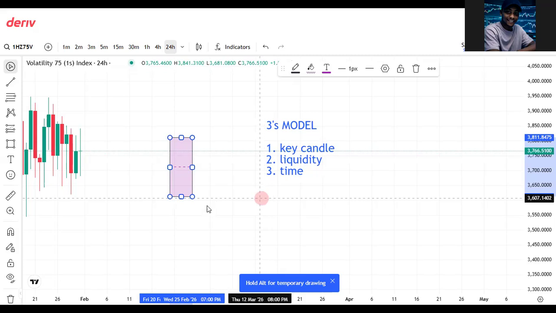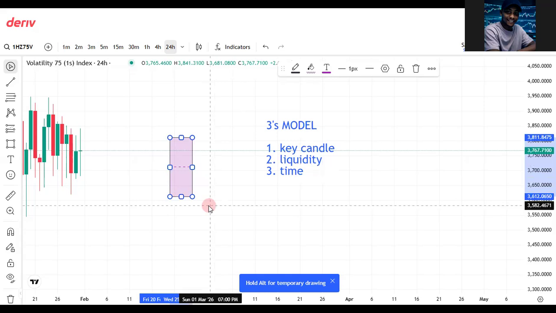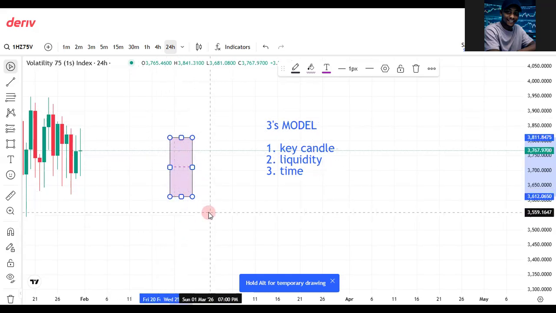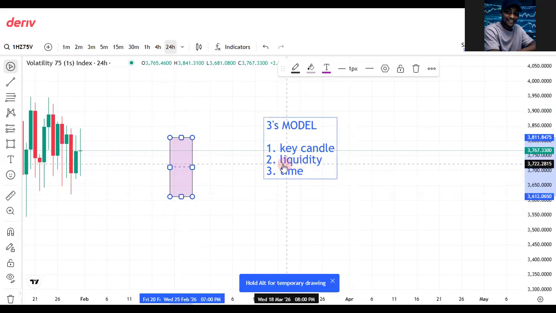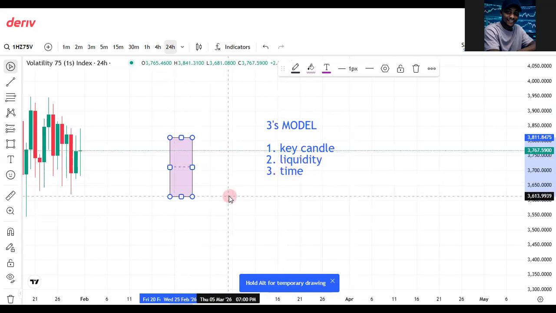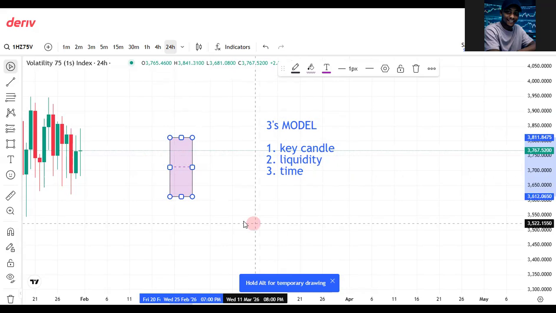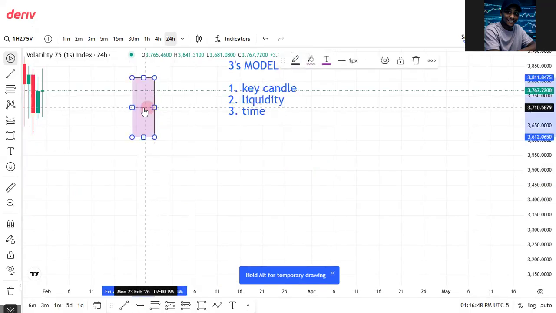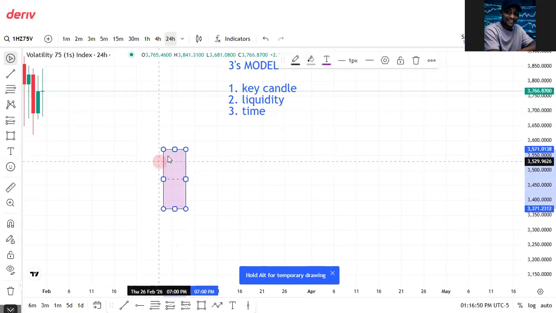So guys, these are the three elements we need, and we have seen that we have a key candle, and we have identified it, but let's go in there and study how this will actually work. So guys, look at it here. We have a key candle. So let's say this is a daily candle, the previous candle, right?